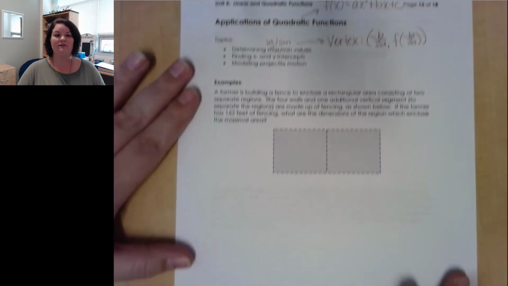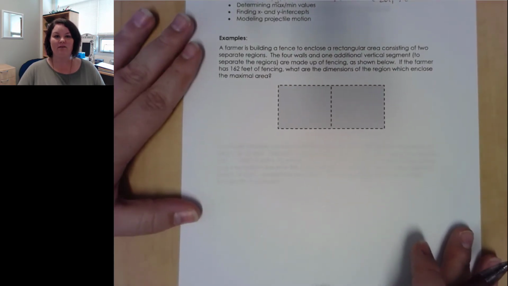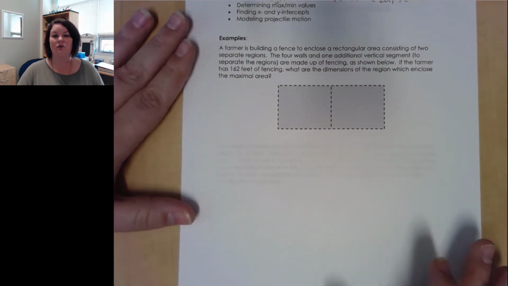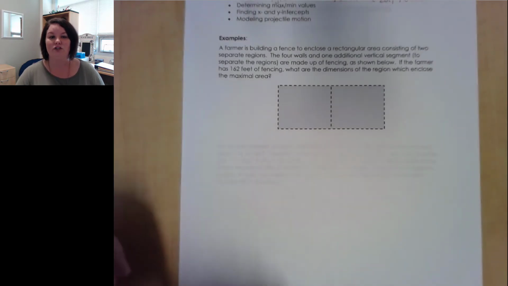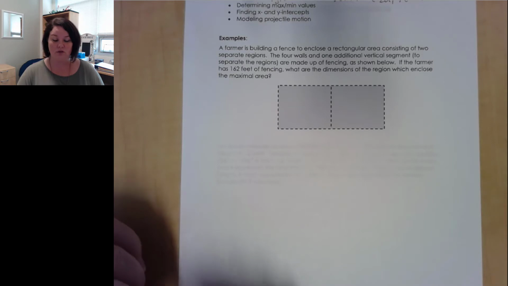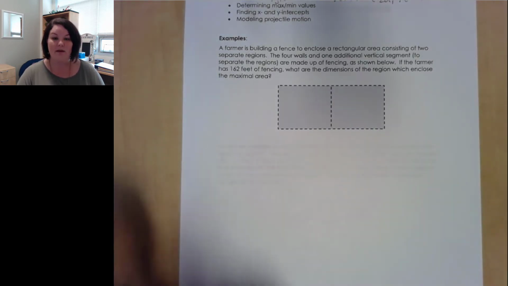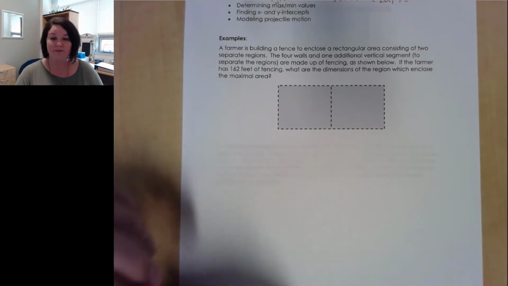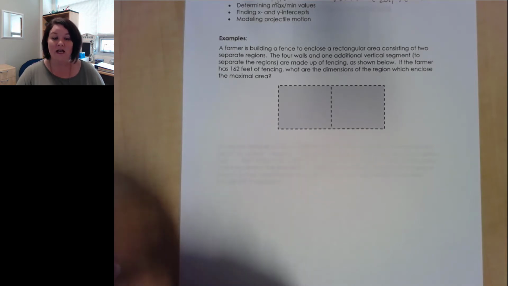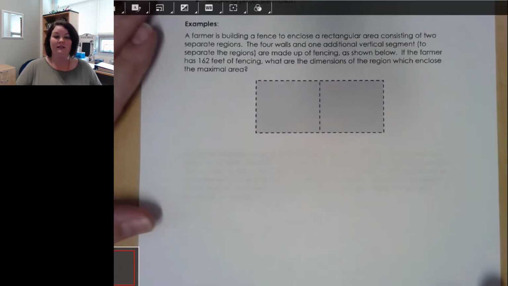Okay, so let's look at this first one. This first one says a farmer is building a fence to enclose a rectangular area consisting of two separate regions. The four walls and one additional vertical segment to separate the regions are made up of fencing, as shown below. If the farmer has 162 feet of fencing, what are the dimensions of the region which enclose the maximal area? Let's go ahead and look at this.